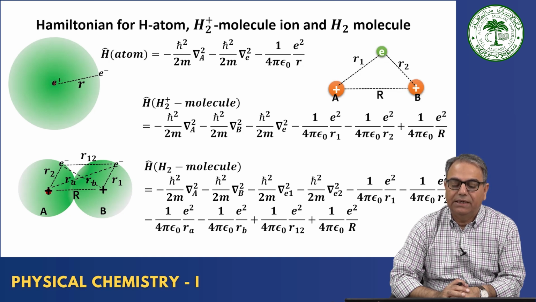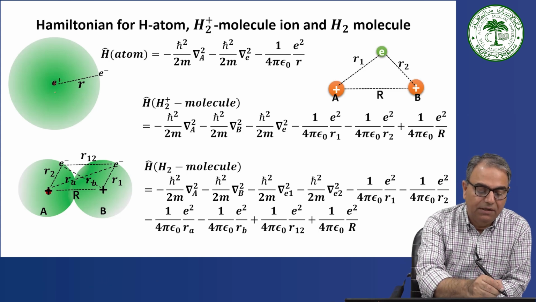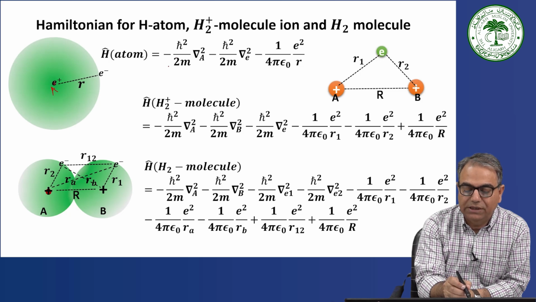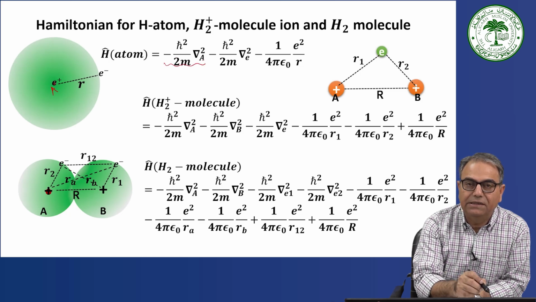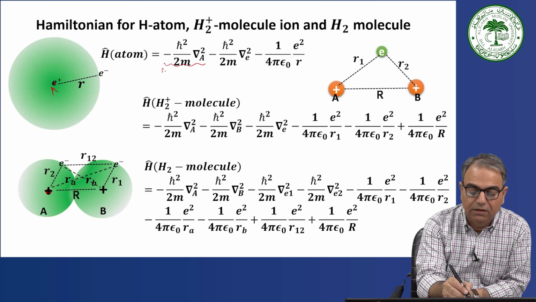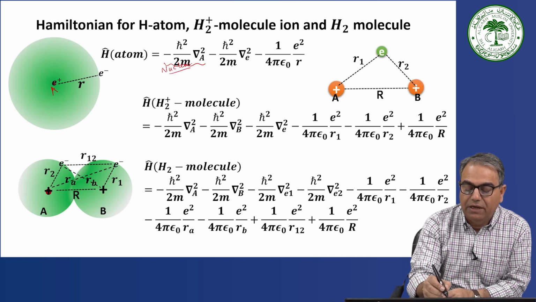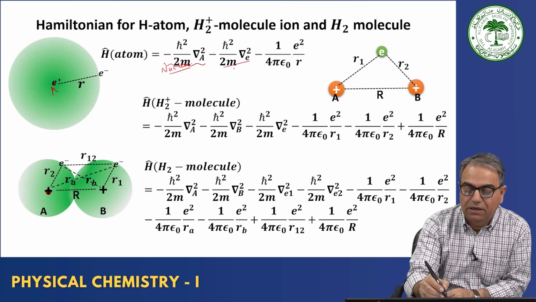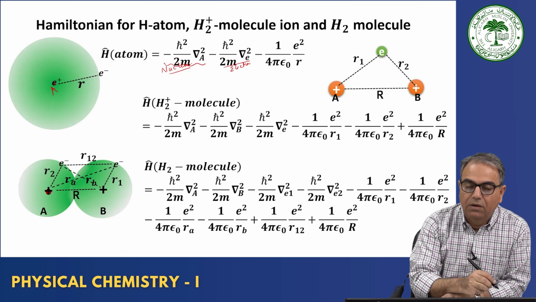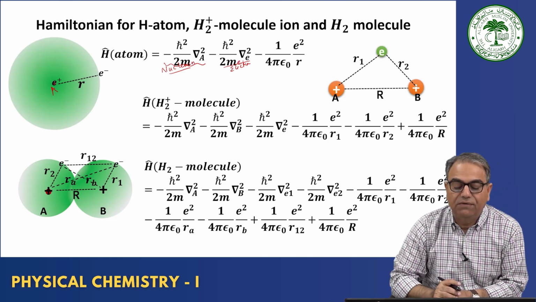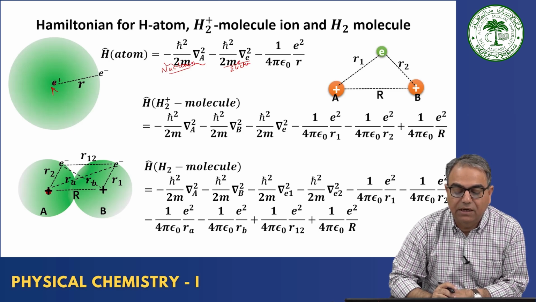If this is your hydrogen atom, you write the Hamiltonian. The first part is the kinetic energy term for the nucleus. This is the nucleus term, and then this is for the electron. I have written the mass the same for both; I could have written Mn and Me, just to differentiate that one is the nucleus and the other is the electron.